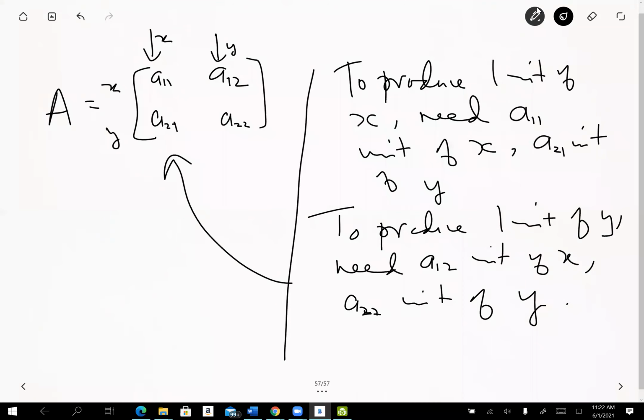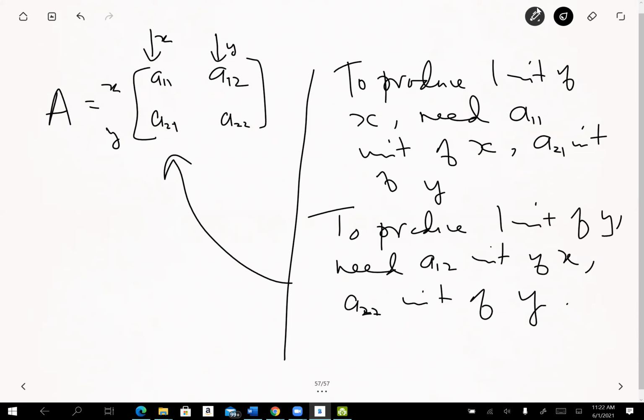So in order to get the matrix A, this is what we have to understand. You have to understand the row and the column. So the first column is what? To produce 1 unit of X. That is the input requirement, A11 X and A21 Y. And then similarly for the Y. Any question about this?